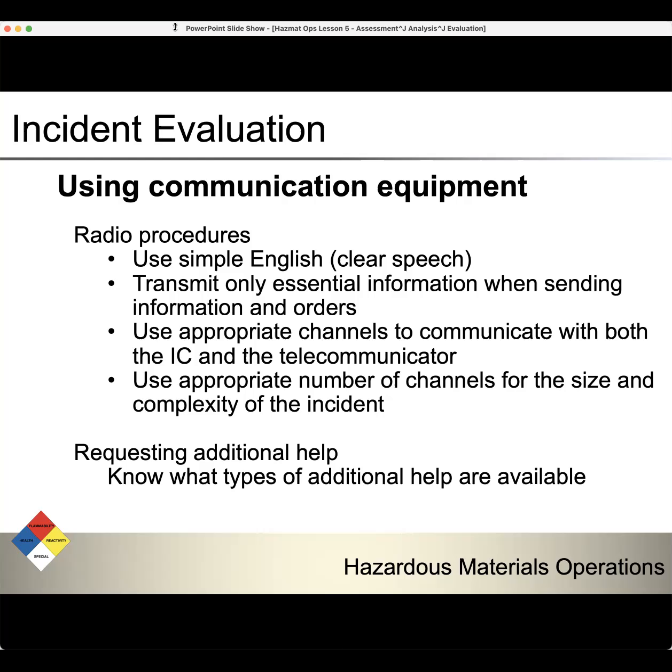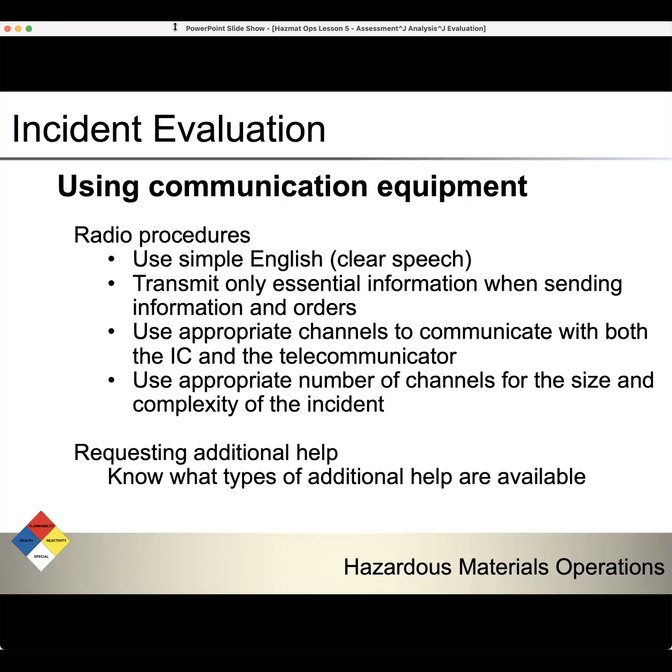I apologize. Use appropriate channels to communicate. Sometimes in larger incidents, we have multiple radio channels for different operations going on. Make sure you're on the right channel. And then use the appropriate number of channels for the size and complexity of the incident. When we talked about the formal incident action plan, there's a communications plan. That would be part of that.